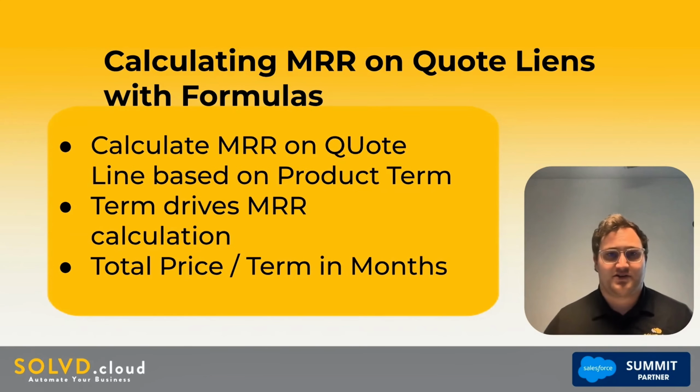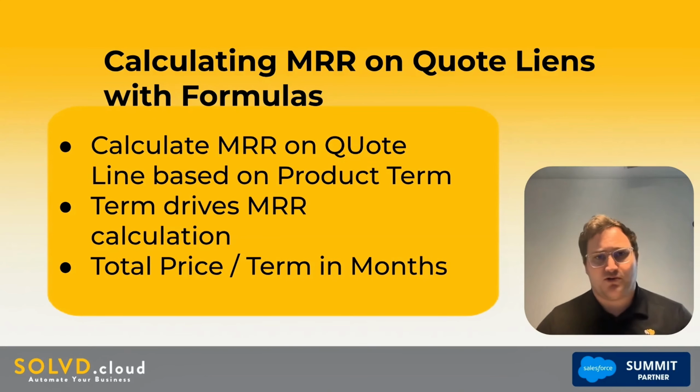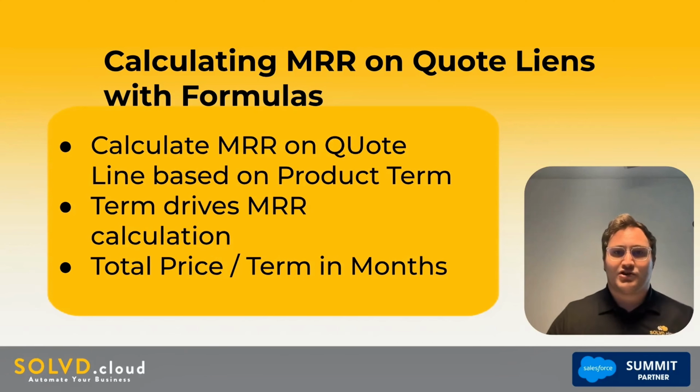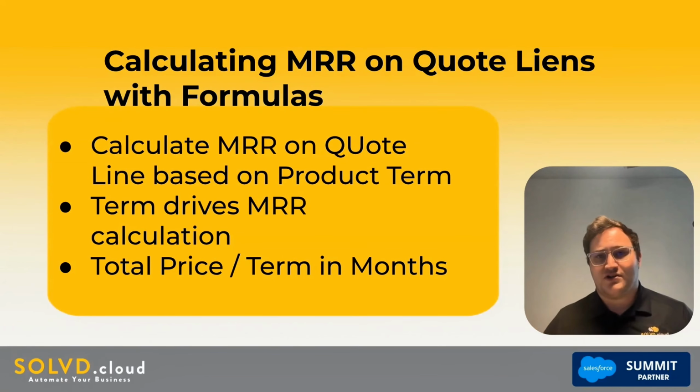The most important factors in calculating MRR on a quote line are the quote line's term and the total price. We determine how much revenue to attribute to each month within that term. The primary formula for MRR is total price divided by the term in months. It's important to understand that the billing frequency is considered separate from this calculation. The customer might pay monthly, quarterly, or annually, but the MRR reflects the revenue earned per month.